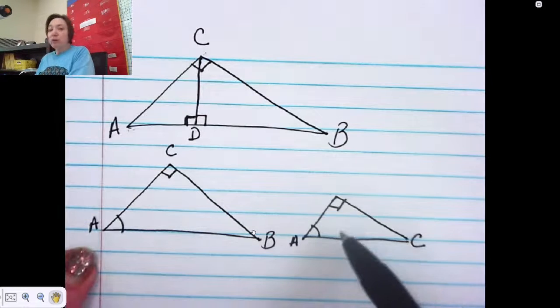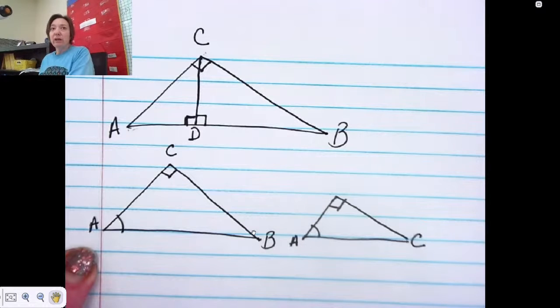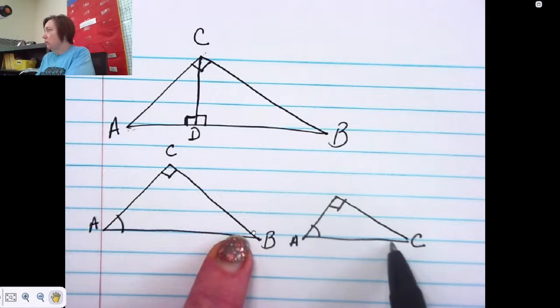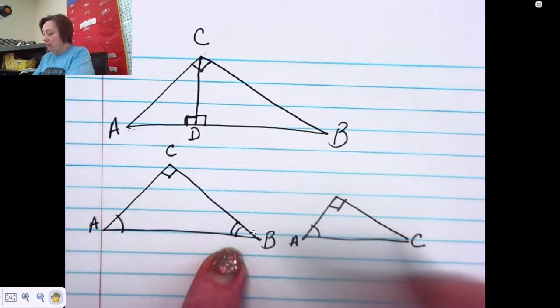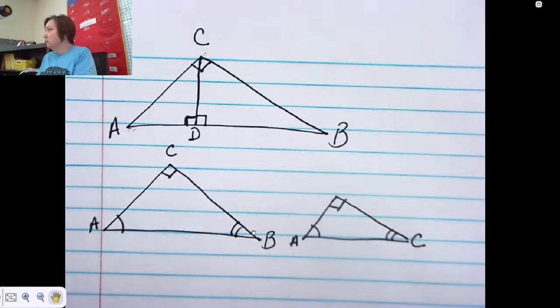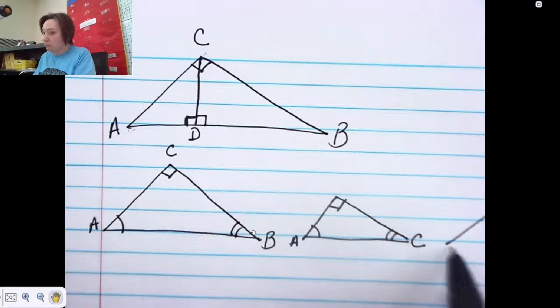Now, remember when we learned about angle similarity? If you've got these 2 angles that are congruent, what do you know about this third angle? They also have to be congruent, which means that these 2 triangles are similar. Y'all with me? And then we've got this medium-sized triangle, right?